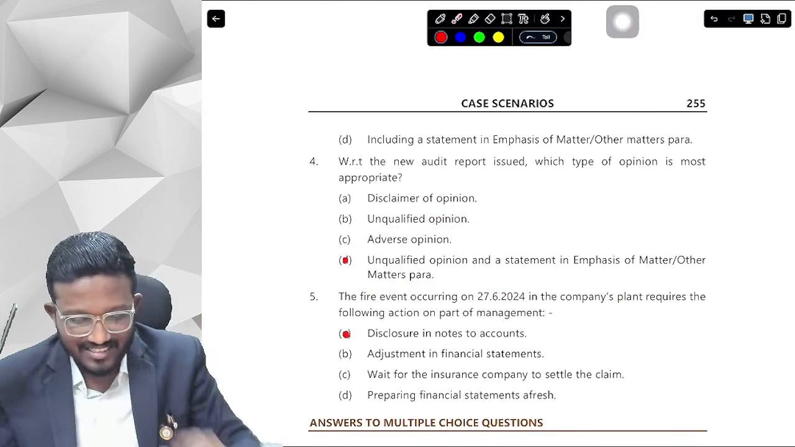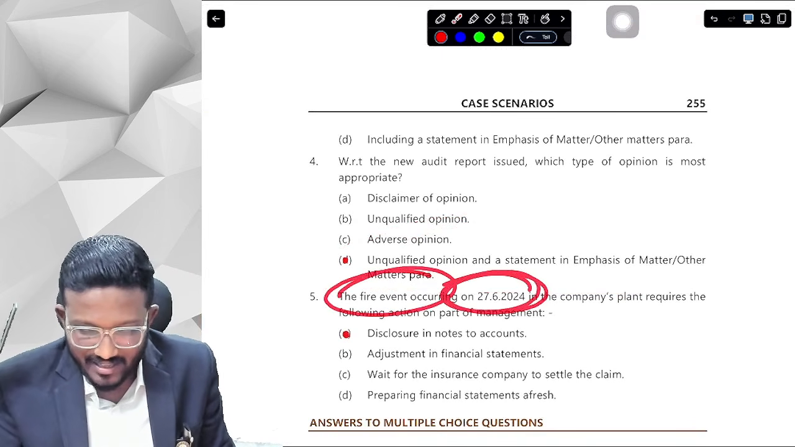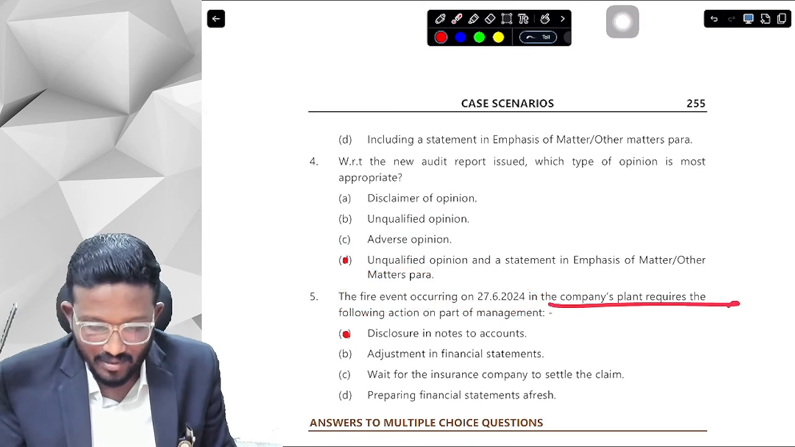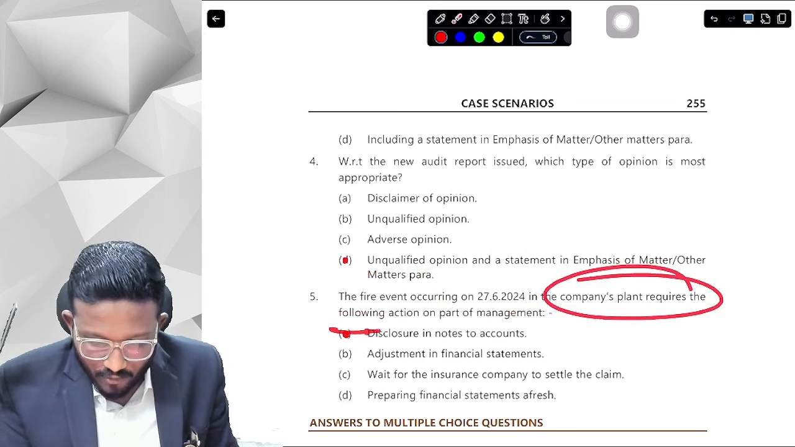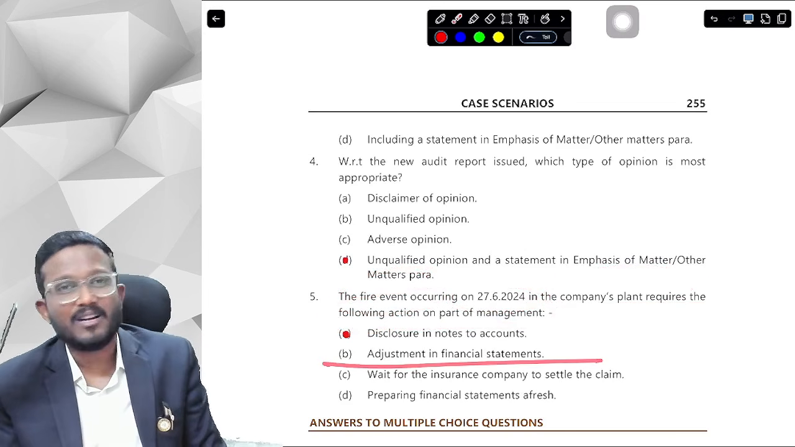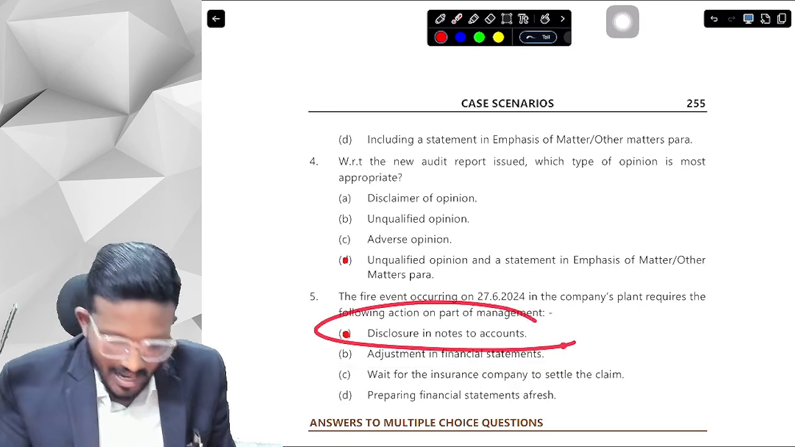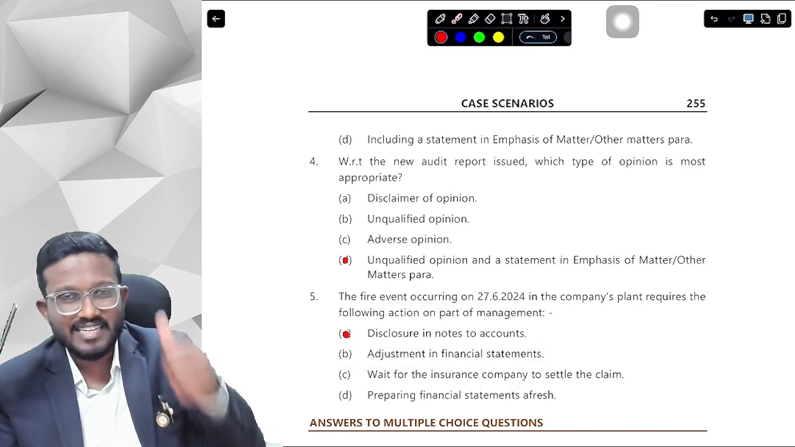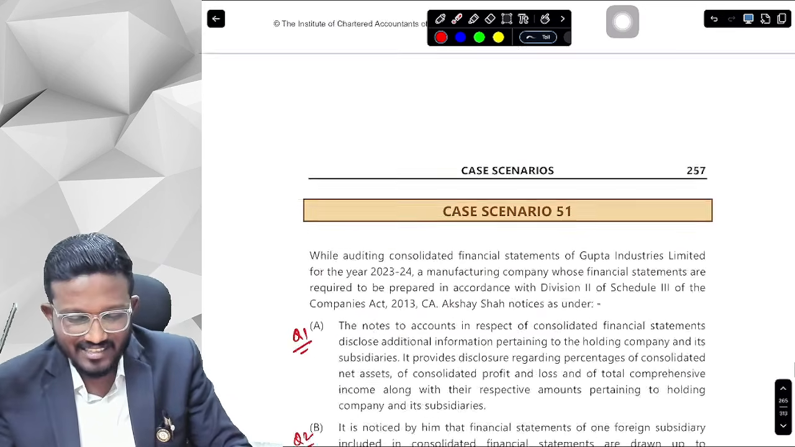Okay, yes sir. Lastly, it is saying that the fire event occurring on 27 June 2024 in the company's plant requires the following action from management. What should the management have done? Should they adjust the financial statements? No sir, because it is a non-adjusting event. They should have disclosure in the notes to accounts of the financial statements. Okay, yes sir, this was your case scenario number 50.